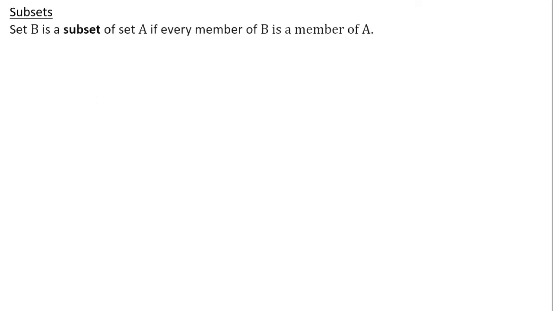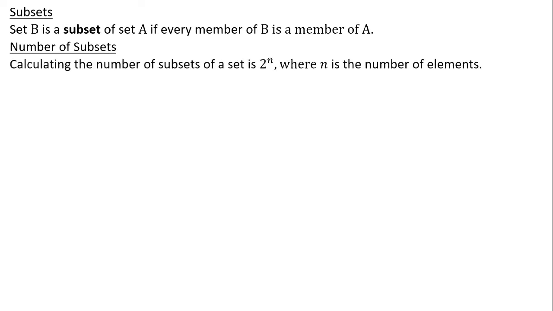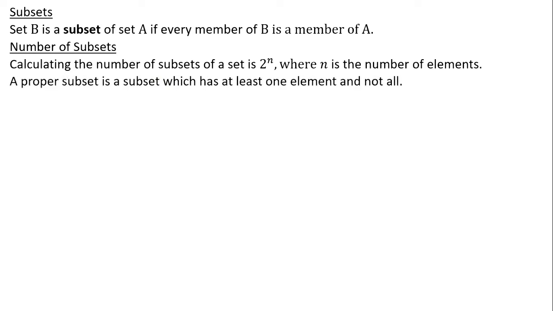Subsets. Set B is a subset of set A if every member of B is a member of A. Number of subsets. Calculating the number of subsets of a set is 2 to the power n, where n is the number of elements. A proper subset is a subset which has at least one element and not all. So the empty set and the set itself are not proper subsets. Proper subsets equal 2 to the power n minus 2.